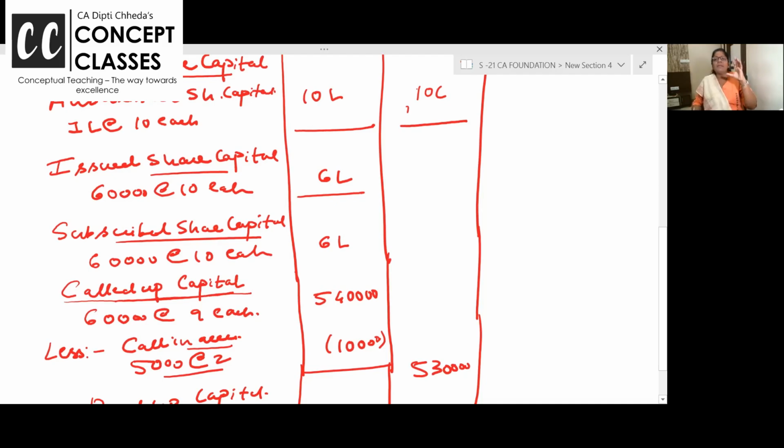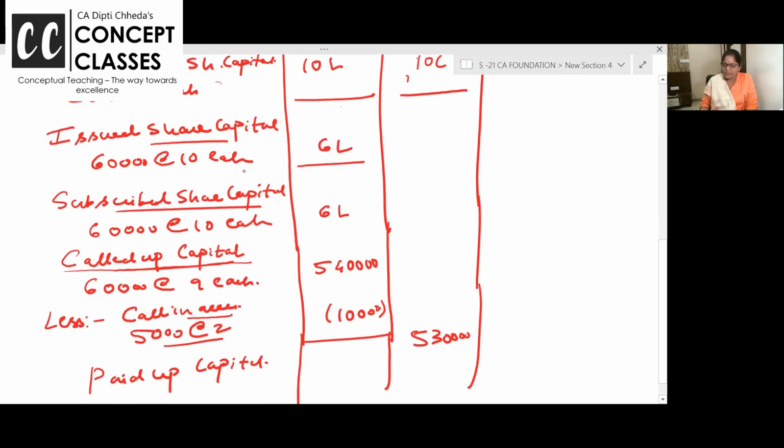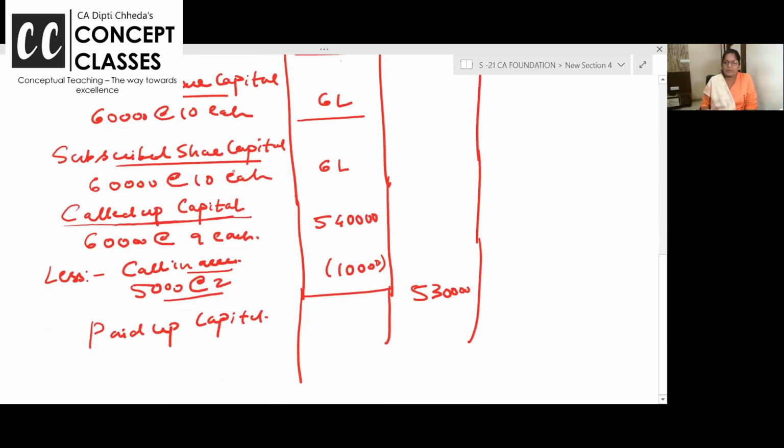Authorized capital is the maximum capital. You have registered this company with the ROC and you have written that in memorandum and articles. 10 lakhs. 1 lakh at 10. Out of that, you have issued only 60,000 shares of 10. Subscribed. Subscribed is also 60,000 shares of 10. In fact, it was oversubscribed 70.